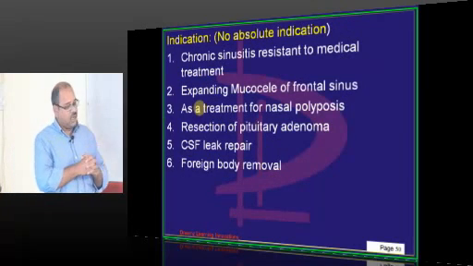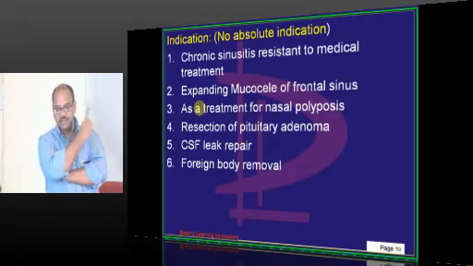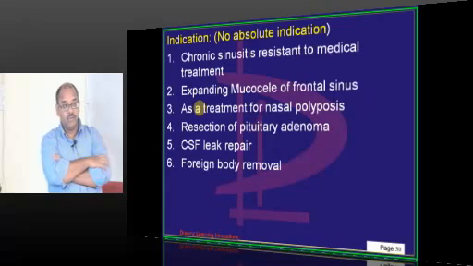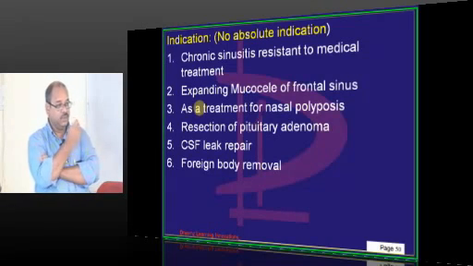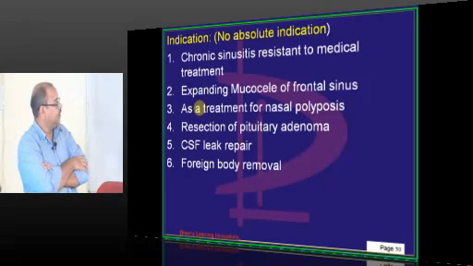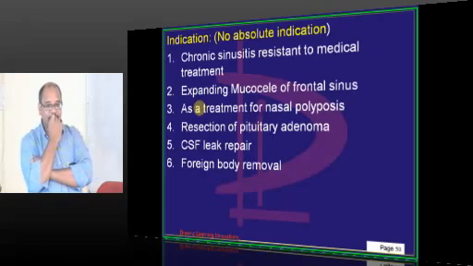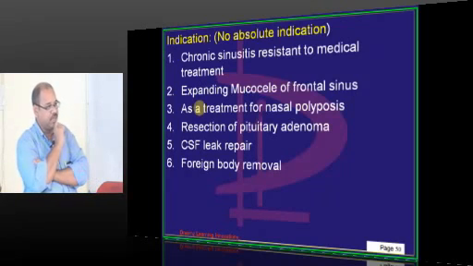The indications are chronic sinusitis and expanding mucocele of the paranasal sinus, as we have seen, where a frontal mucocele is there, and you can approach through the endoscope and make the frontonasal duct wider and drain the frontal mucocele. And nasal polyposis, resection of pituitary adenoma. This is an extended surgery, a part of neurosurgery.